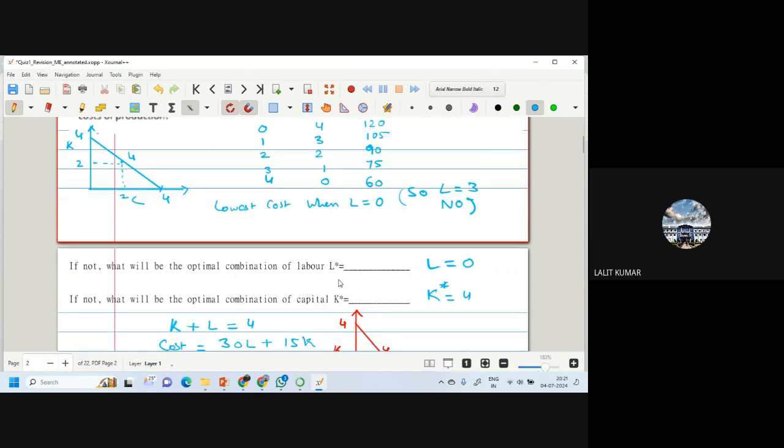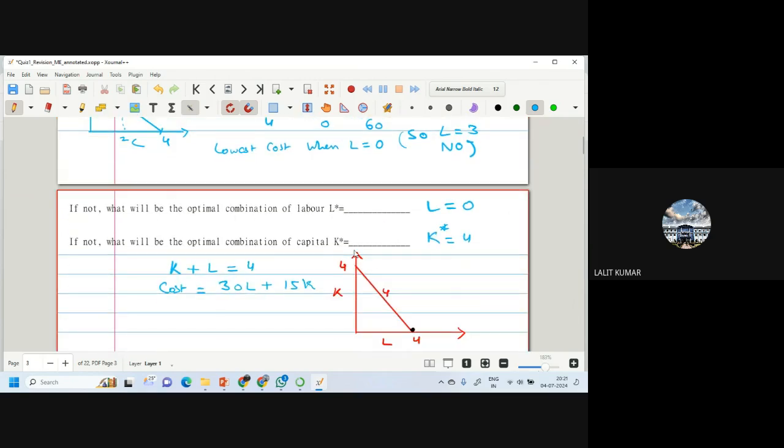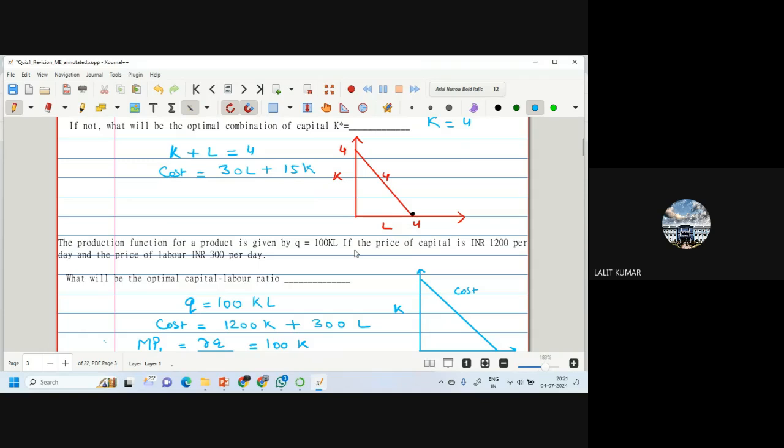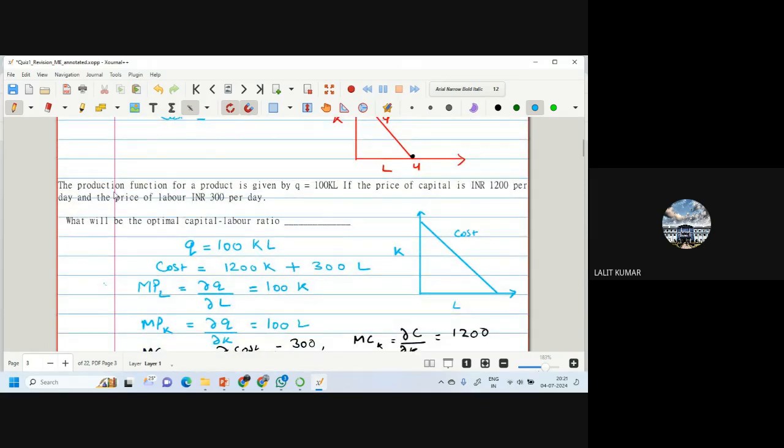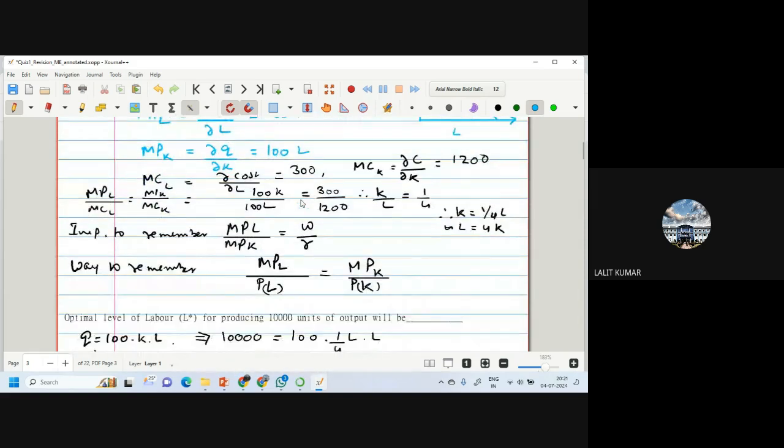So what is the optimal combination of labor we have got? Optimal combination of capital we have got. Now this question we have solved. The production function for the product is given by Q is equal to 100 QL. This is important here, so please practice these kinds of questions.